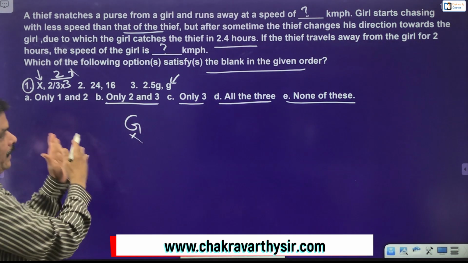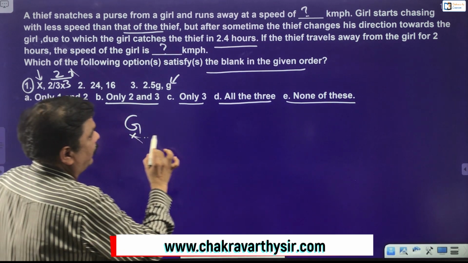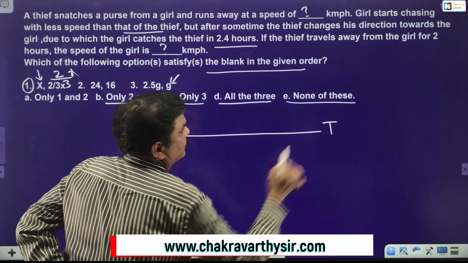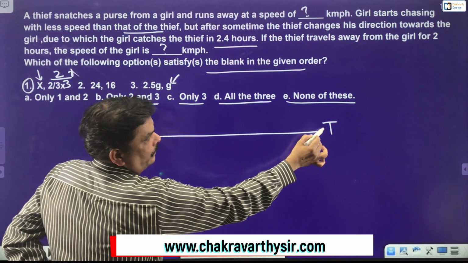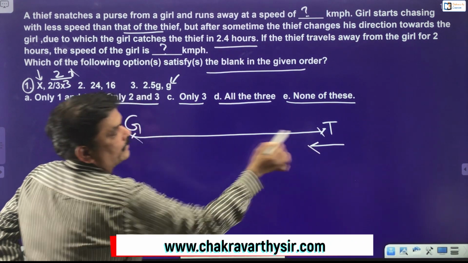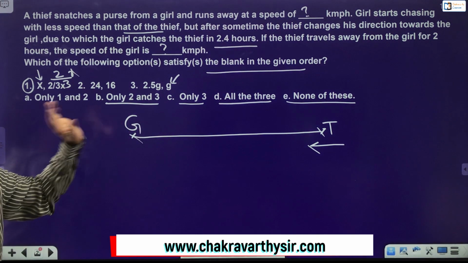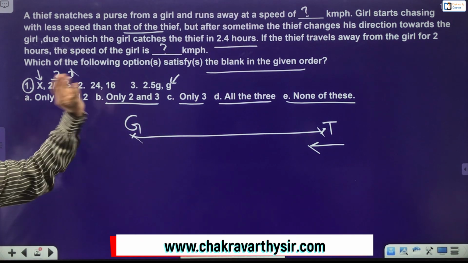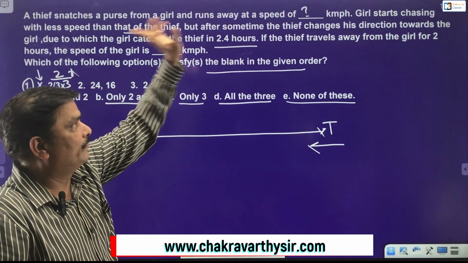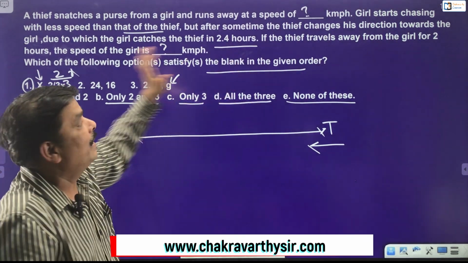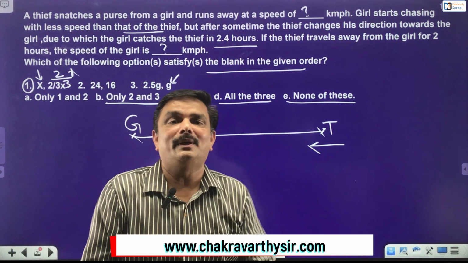The thief has come and snatched the purse of the girl, and he went up to this extent. After that, he turns towards the girl, and he met the girl after some time. This is what exactly they have given. And they are asking the question: what is the speed of the thief in kilometers per hour and what is the speed of the girl in kilometers per hour?